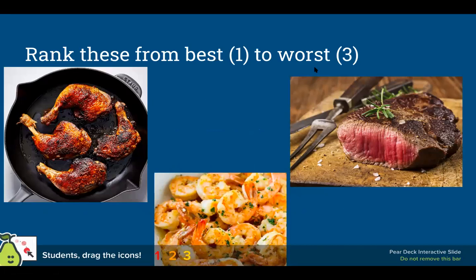Here's a little ranking. I want you to give me a ranking here. Which one of these is the best? Which one of these is the medium? Which one of these is the worst?